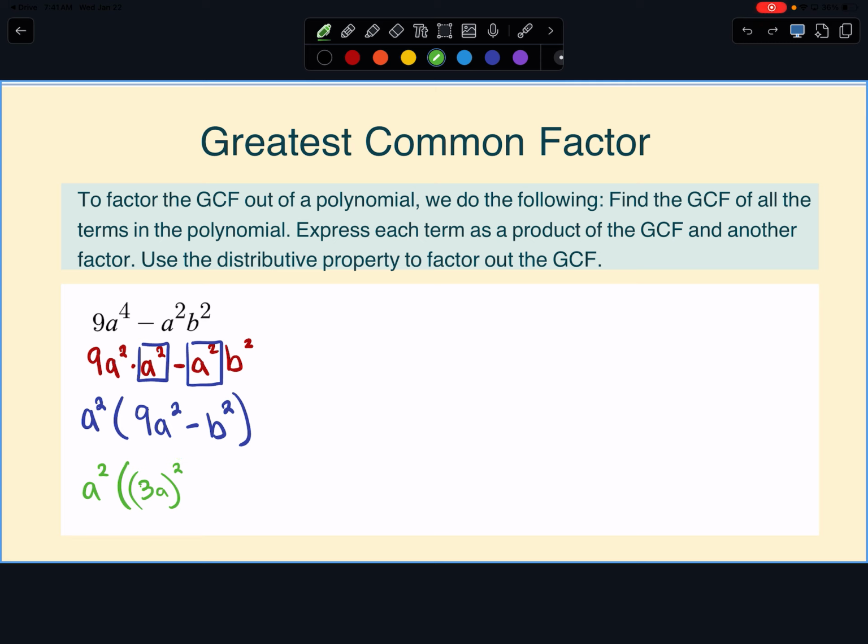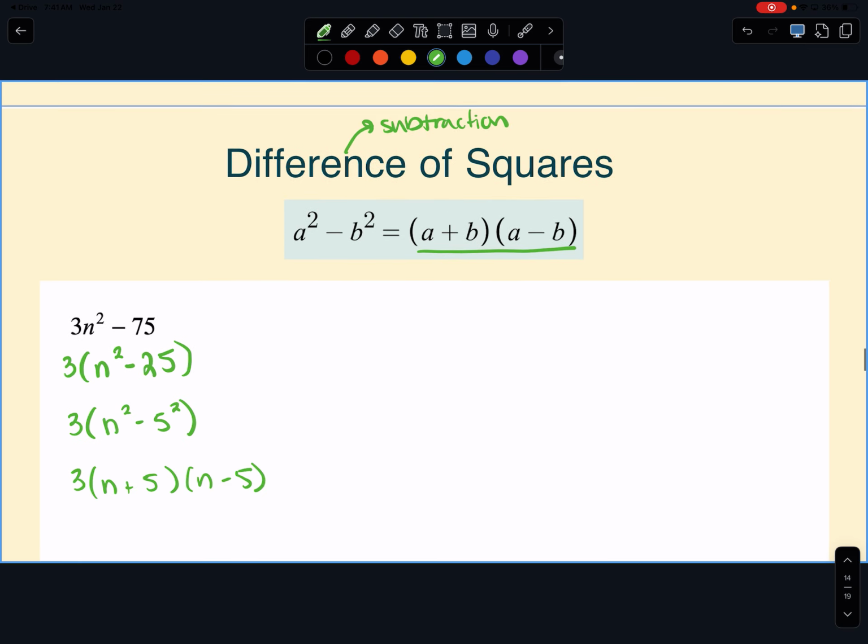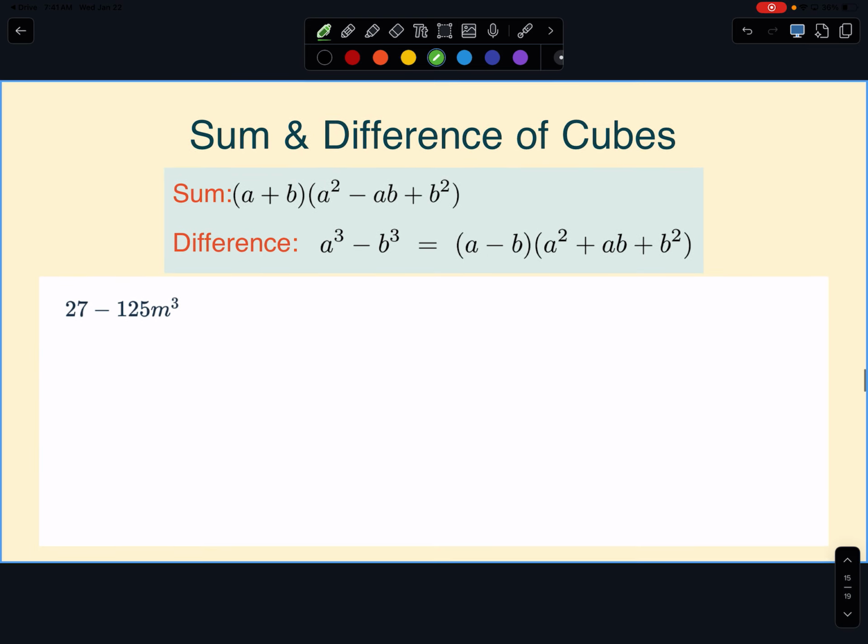So 3 squared is 9, a squared is a squared, and we have the first perfect square. Minus b squared is just that. So if we want to factor this, we have our GCF out front, and then we say 3a plus b and 3a minus b. So there's a little bit more fun of a greatest common factor with a difference of squares. All right, moving on to sum and difference of cubes.